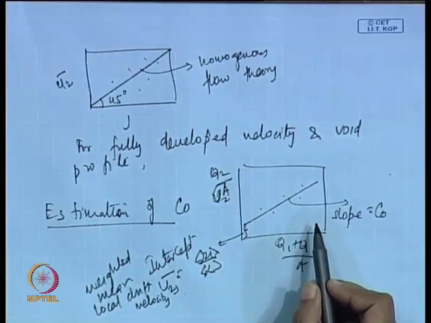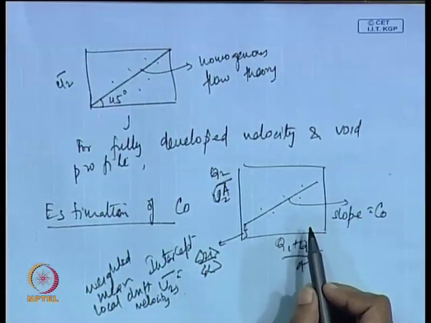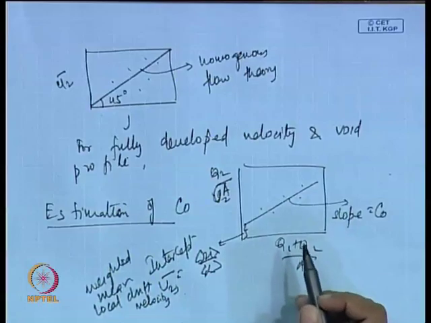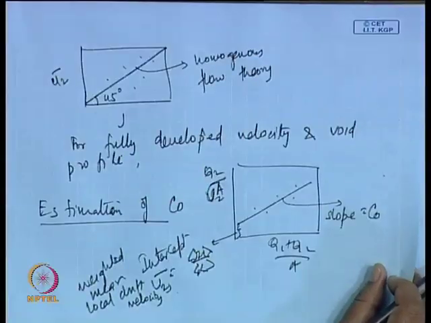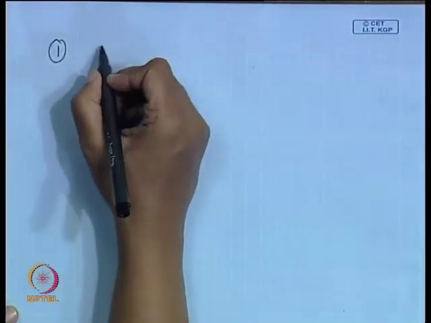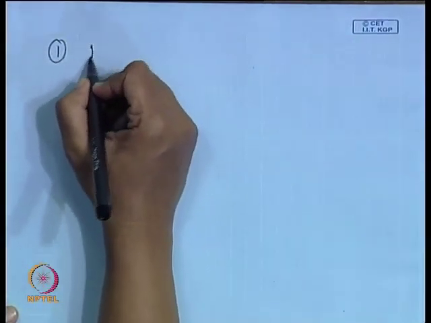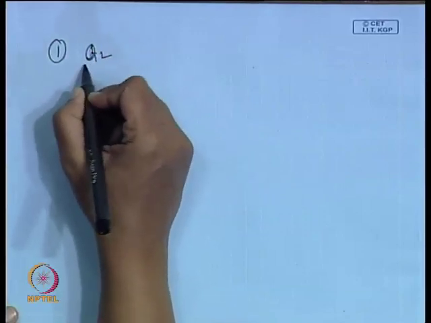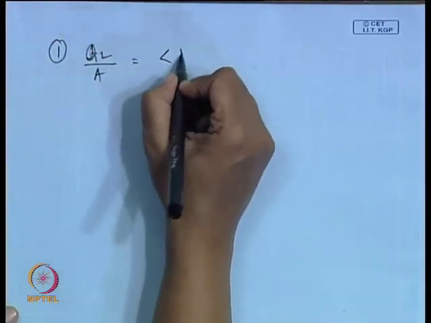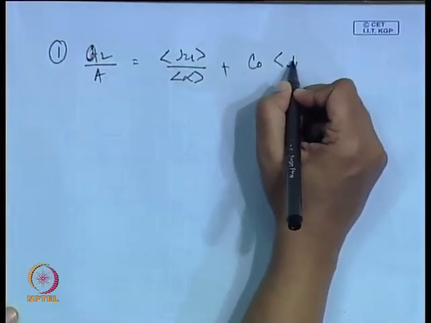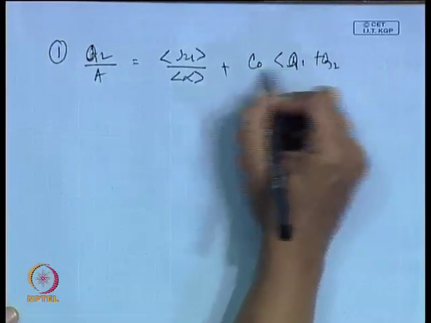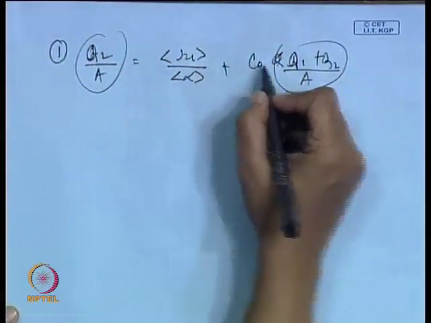Okay? But apart from this, there are certain other ways by which we can find out C0. What are the other ways? If we go to the basic definition of C0, what was the basic definition? So, one way of finding out C0 is from this particular equation; when we plot this versus this, we can get C0.